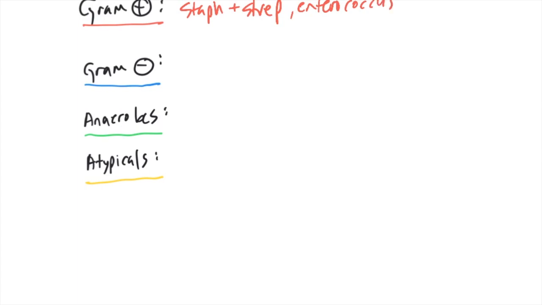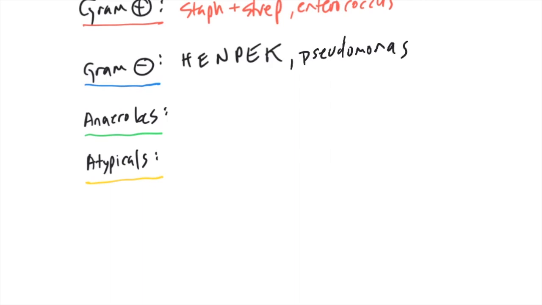The next type of organism you should have knowledge of certain examples are gram-negative organisms. And you can think of the mnemonic HENPECK. This is a mnemonic for examples of gram-negative organisms. The H stands for H. influenzae, E is E. coli, N is Neisseria, P is Proteus, E is Enterobacter, and K is Klebsiella. Another gram-negative organism is Pseudomonas.